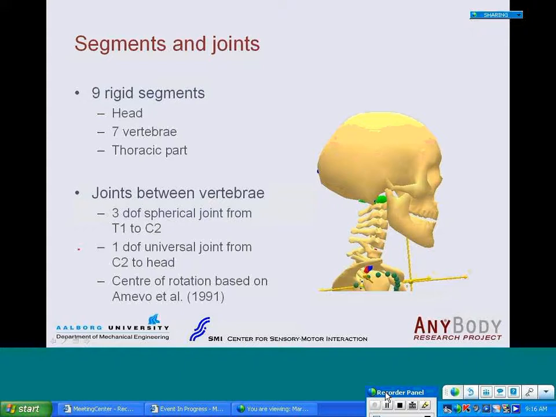The center of rotation is an important parameter in the model, because that basically defines the moment arms of the different muscles around the neck. That's based on work of Amevo et al. in 91, which was, I think, co-written by Bogduk from Australia.